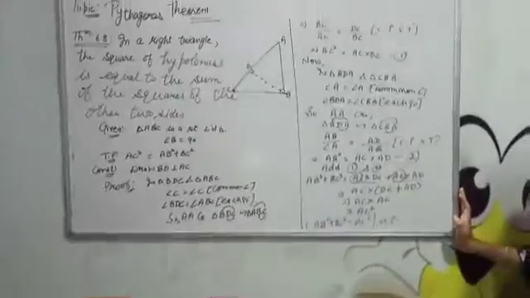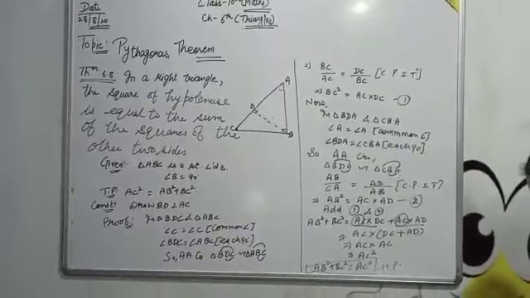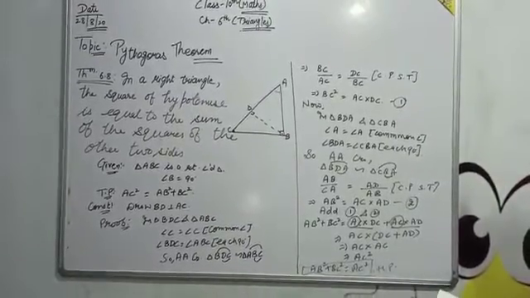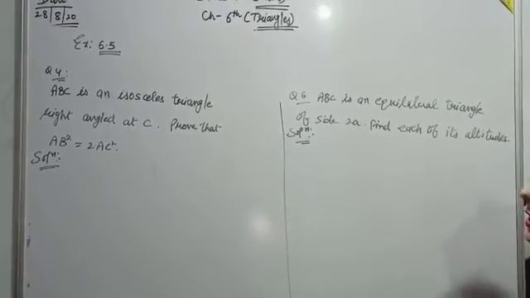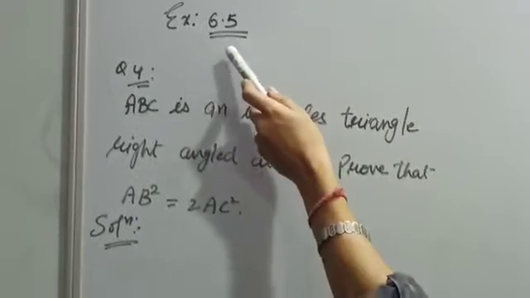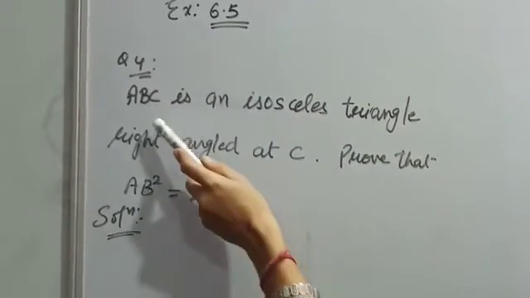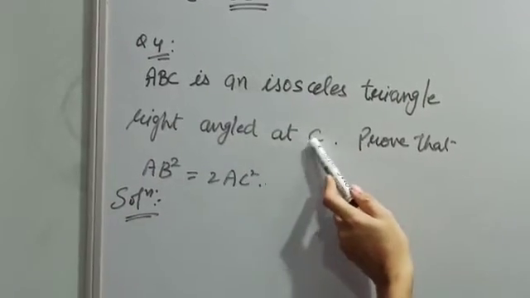Okay students, now we will use this theorem in the question, exercise 6.5. You can see question number 4 here. So let us do it now. Okay students, here I have written the fourth question of exercise 6.5 of the NCERT book. It is given that ABC is an isosceles triangle right angled at point C.